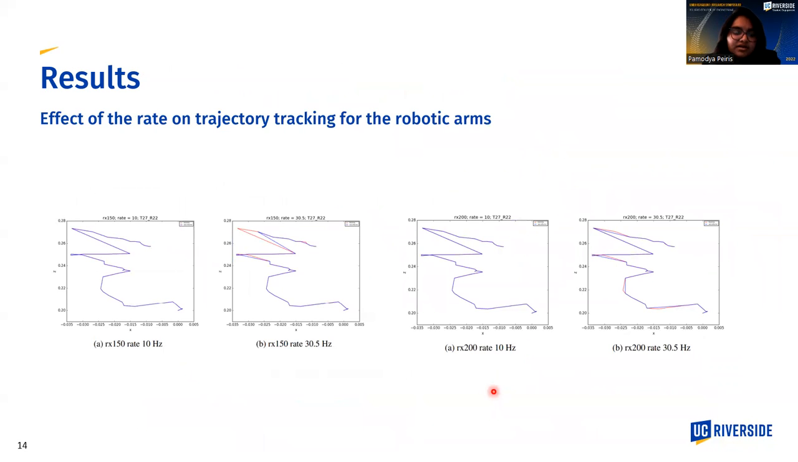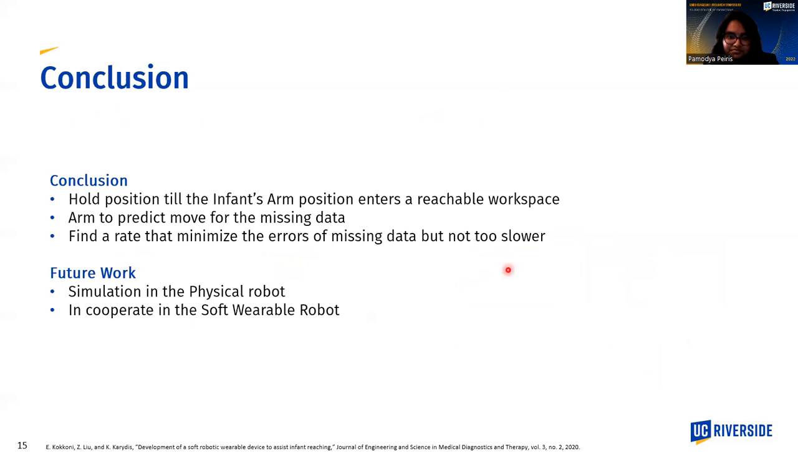And these are some rates. So 30.5 is the original rate, and 10 is a lower one. At the original rate, it skips some of the points, and at 10, it doesn't.